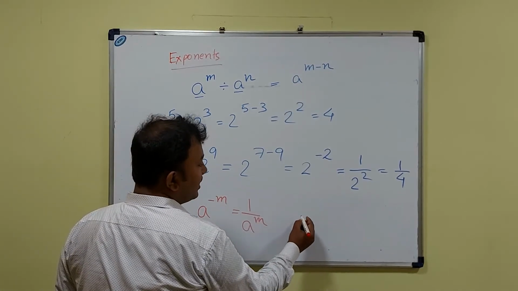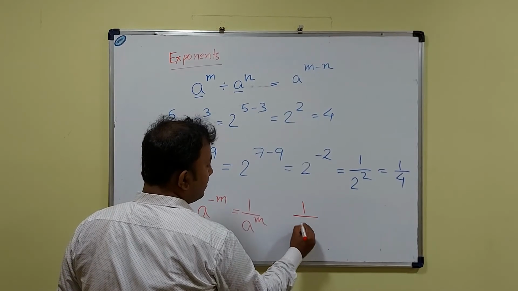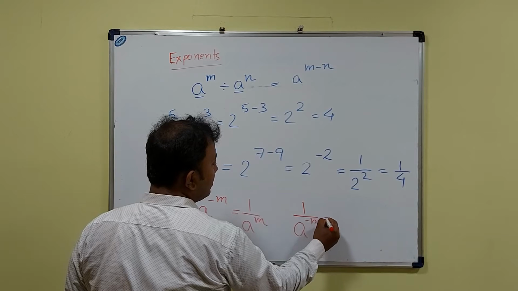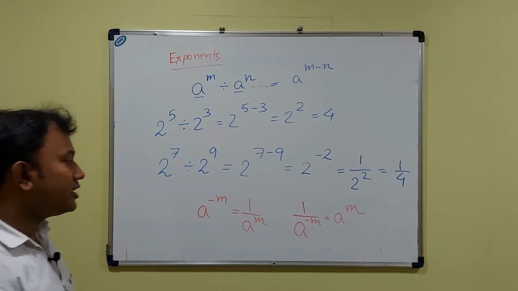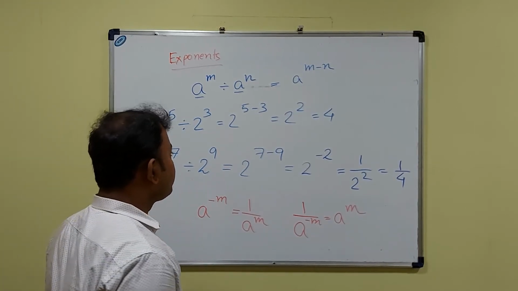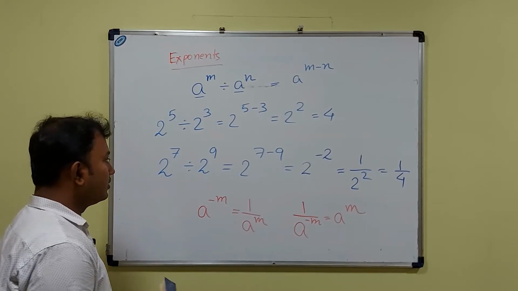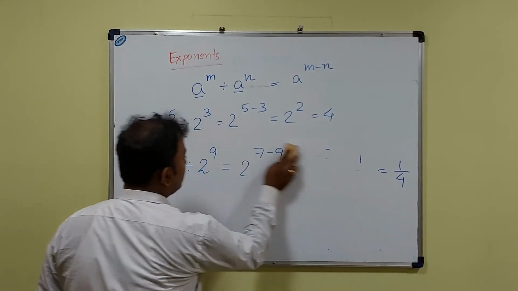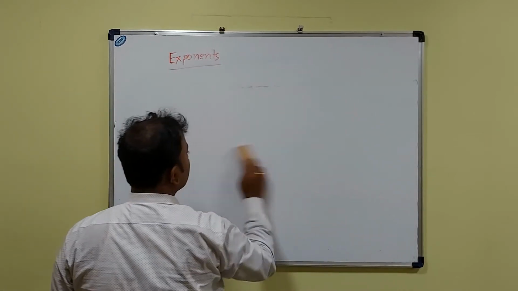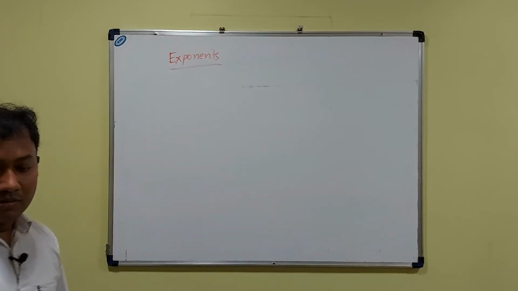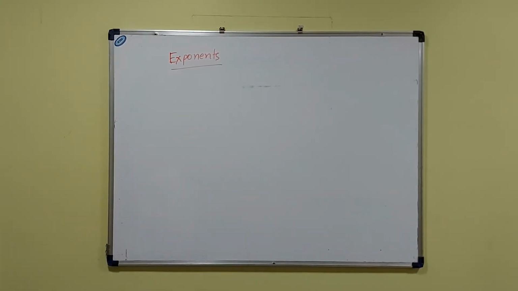From this formula we get one more formula: 1 by a to the power minus m is equal to a to the power m. Understood? So these are the basic laws of exponents.